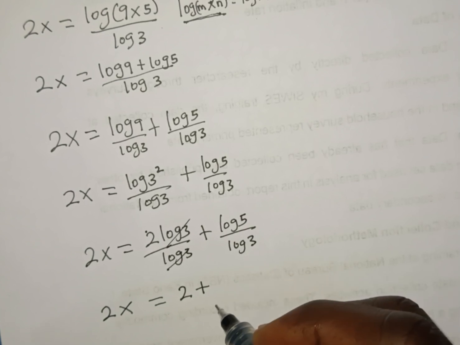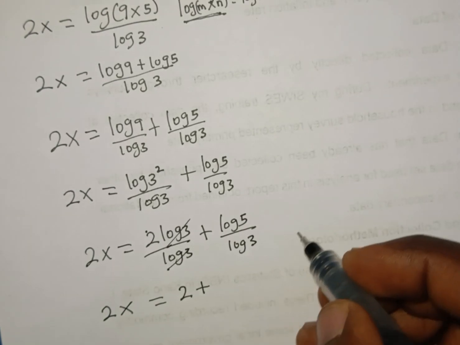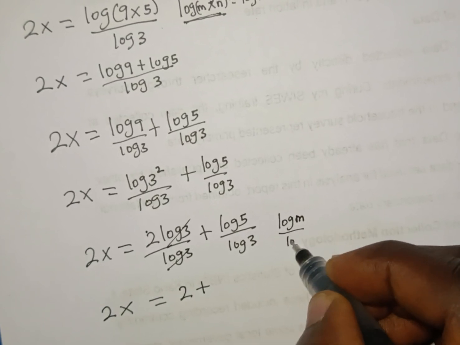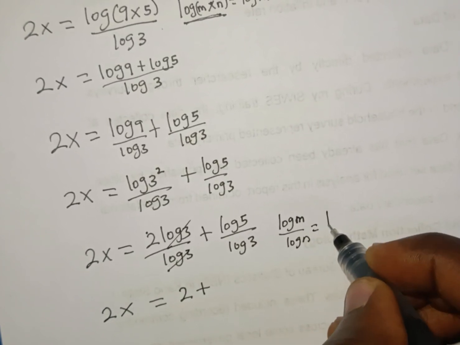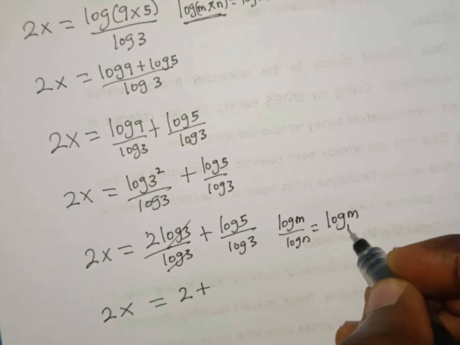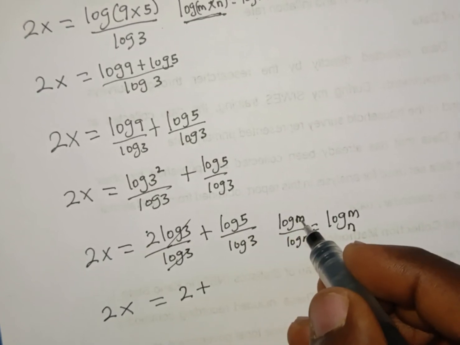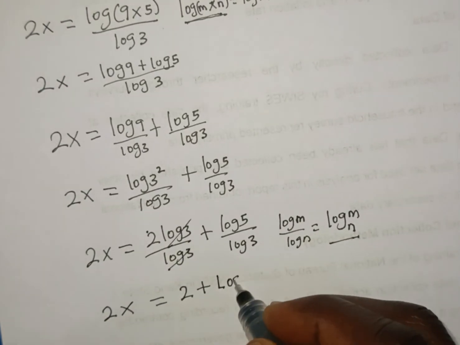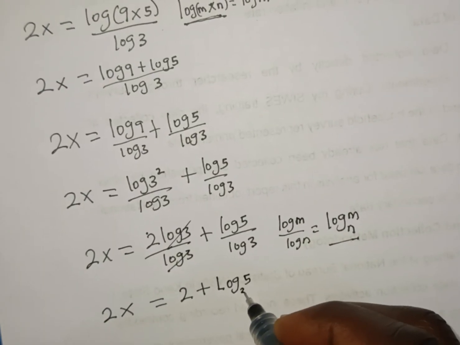So we're going to apply the property called the change of base property, where we have log of m over log of n. This can be transformed as log of m to the base of n. So we take 5 as m and 3 as n. So written in this form is going to be log of 5 to the base of 3.